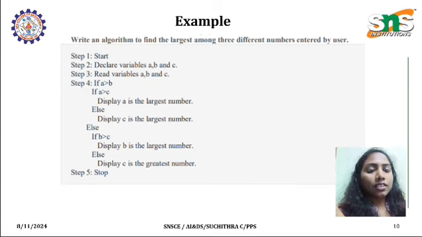To find the largest among three different numbers entered by the user. First we have to start, then declare the variables a, b and c. Read the variables a, b and c. If a is greater than b, and if a is greater than c, then display a is the largest number. Else, c is the largest number. Else if b is greater than c, display b is the largest number. Else display c is the largest number. Stop.